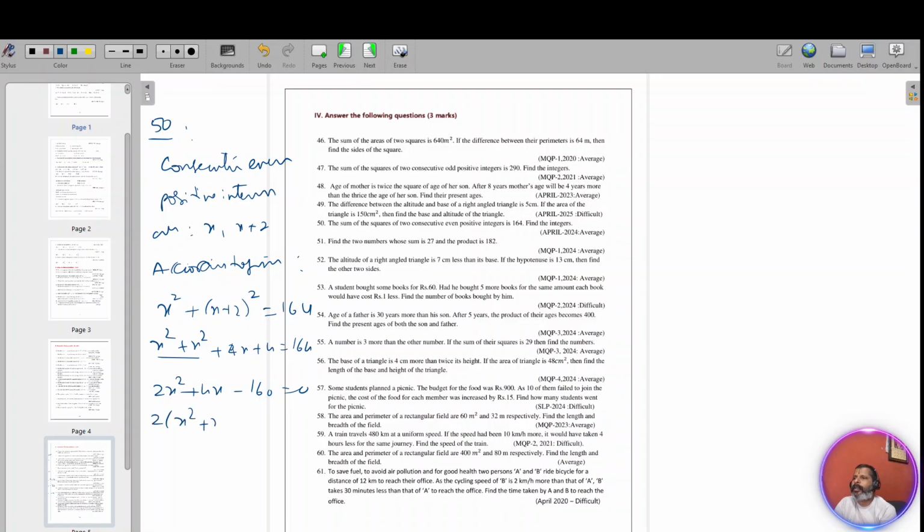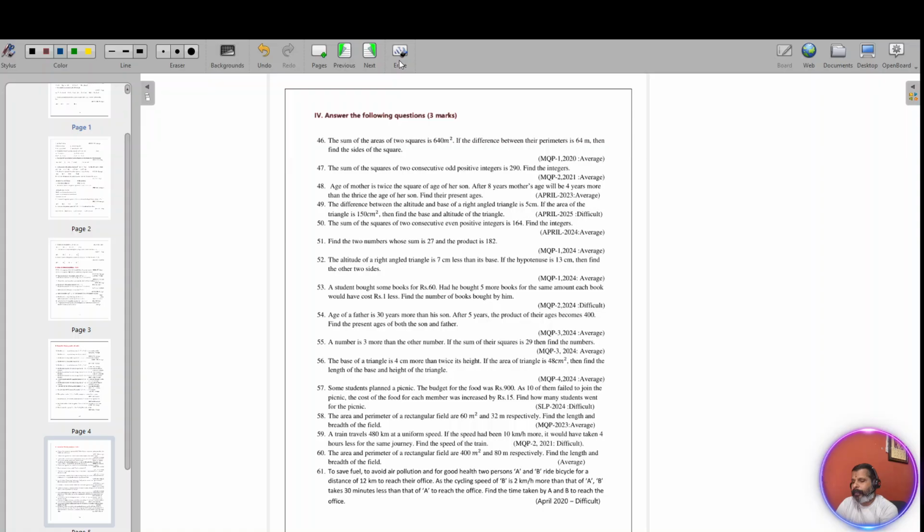If you take 2 common, always try to make simple equations instead of finding factors for big numbers. This will ease our problem. So you find factors for minus 80 and you continue. Once you find the x, add 2 to the x, you get the integers. Okay. This completes the 50th question. We'll see the 51.